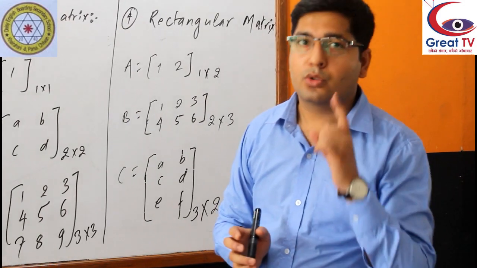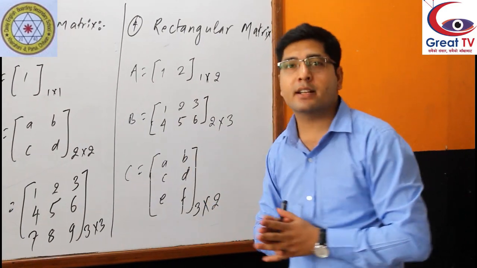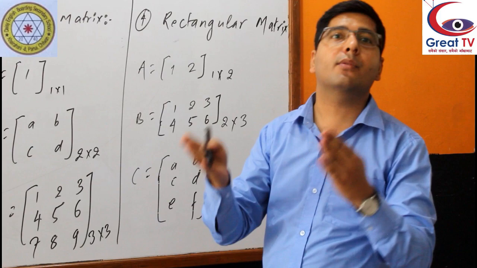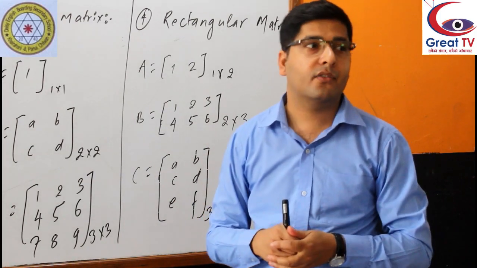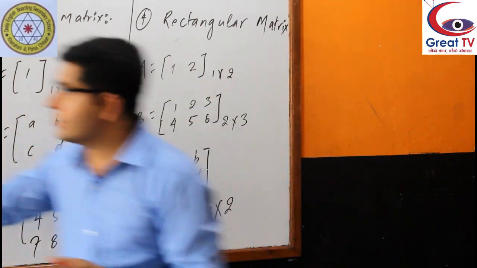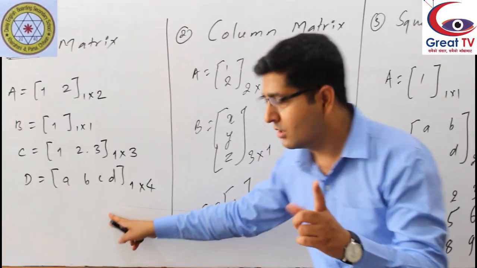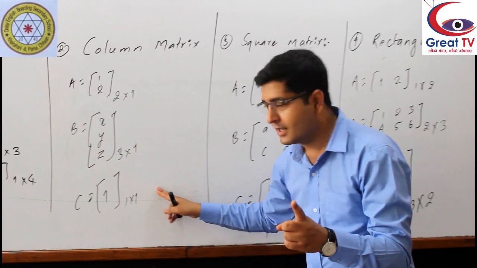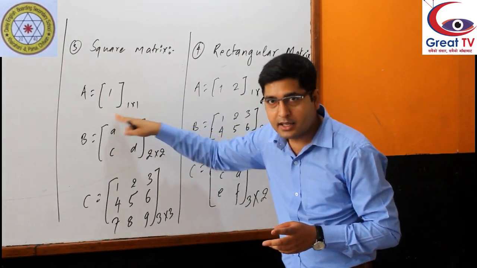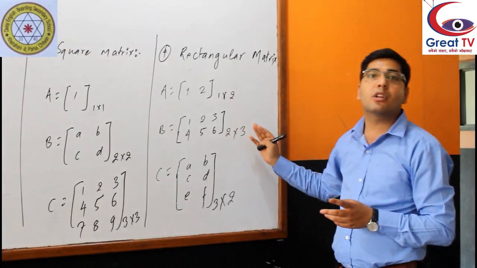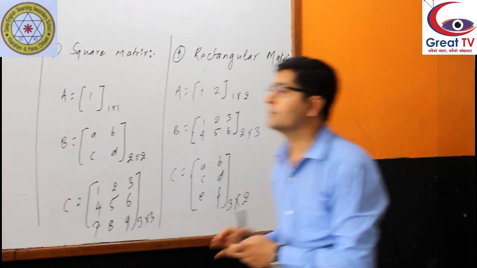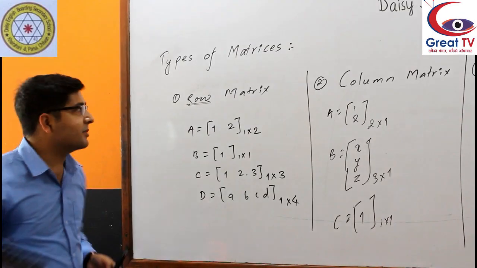You can say that a matrix whose number of rows and number of columns are different from each other is known as a rectangular matrix. If only one row, it is a row matrix; only one column, a column matrix; number of rows and columns equal, a square matrix; and number of rows and columns different, that is a rectangular matrix. Okay, now next, null or empty matrix.